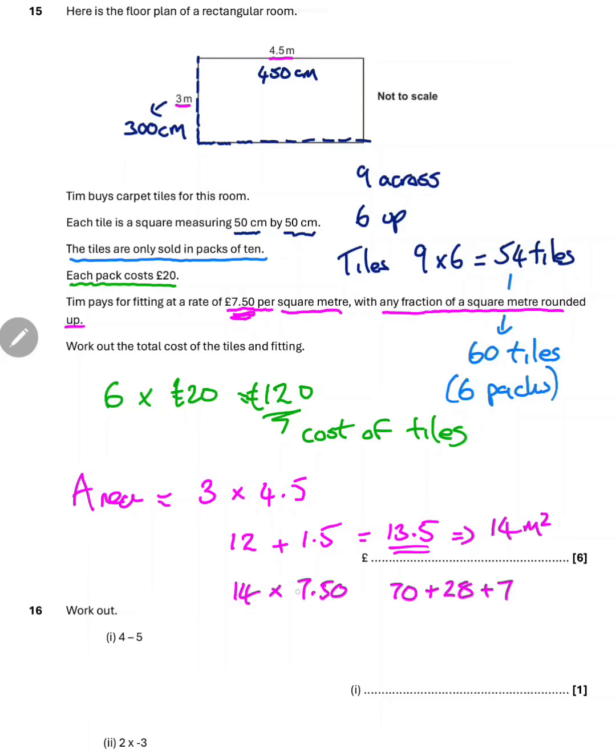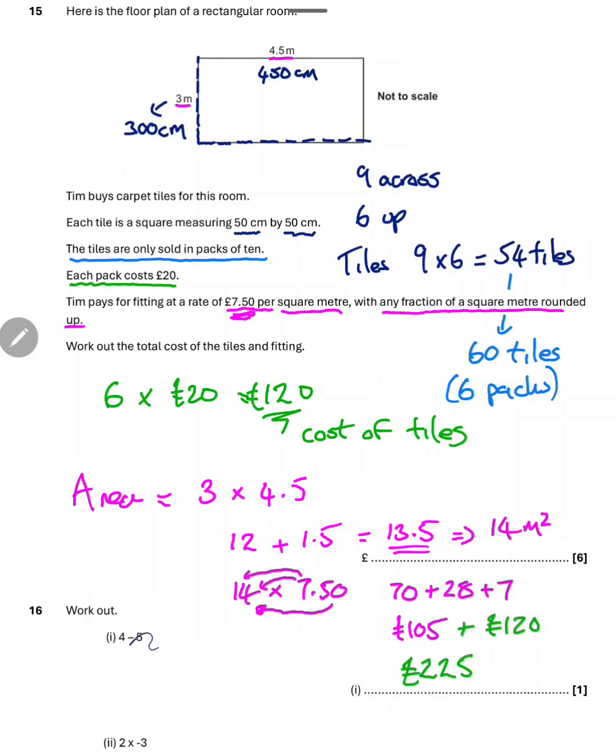I'll just go through that again. I'm going to do 7 times 10, 7 times 4, and 0.5 times 14, just breaking this apart. If you did a column method, you'd get a similar set of results. So 70 add 28 add 7 is 105. That is what we cost for fitting. Don't forget we need to add on the 120 for the tiles. 105 add 120 is £225.